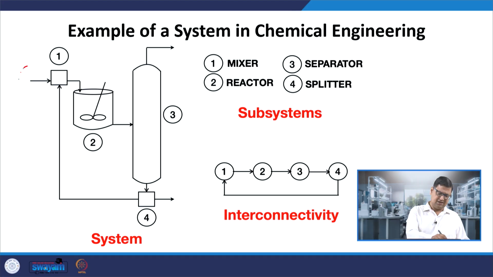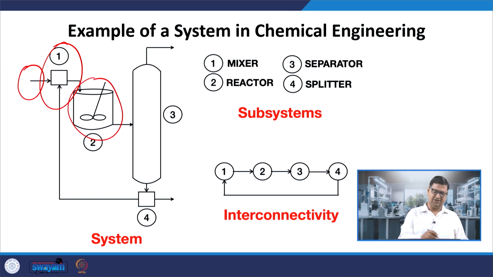So, let us think about this particular system I am showing, a chemical engineering flow sheet. We have some feed which is coming into a mixer that is labeled number 1 equipment, and that is then going into a reactor. There is some chemical reaction happening here, but that is not under the purview of this, right. And then it goes into a separator.